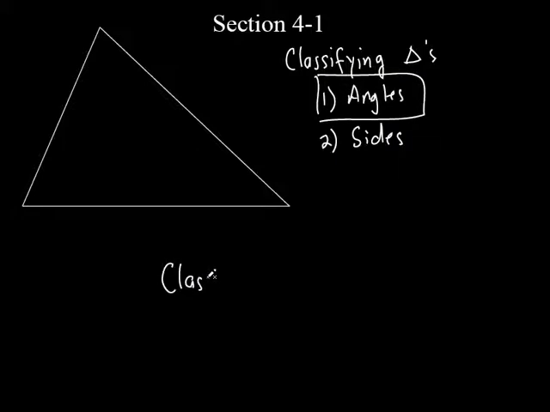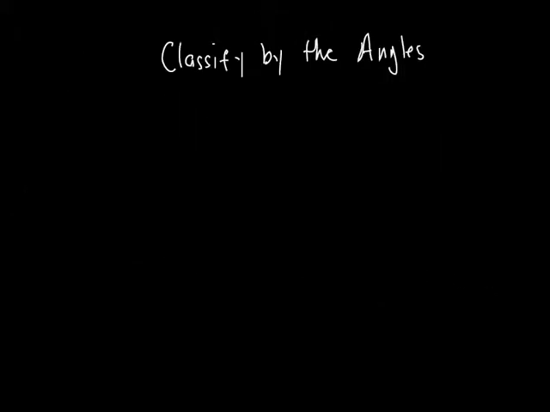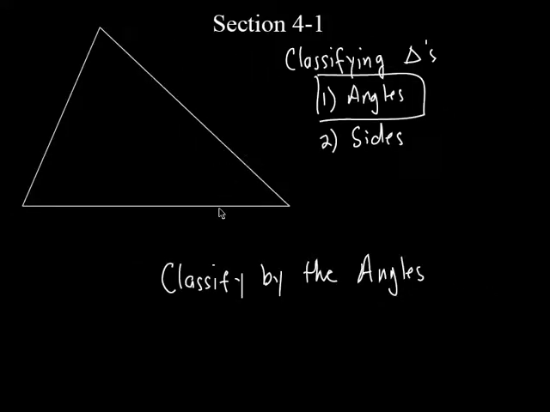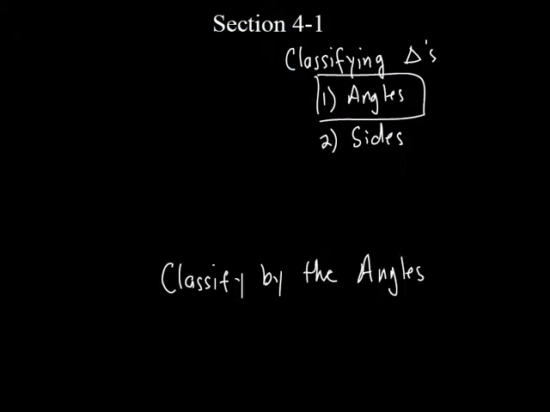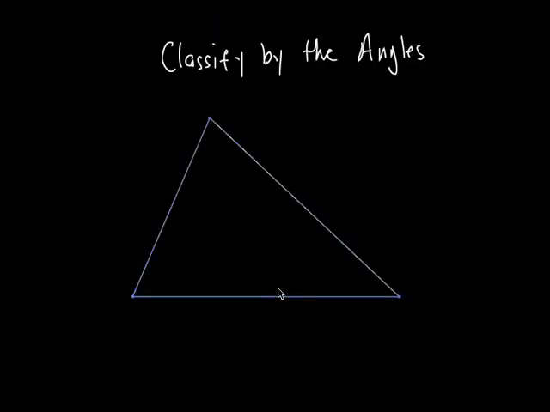So let's write this down. Classify by the angles. All right, so we're going to look at the picture, and let me copy that. We'll put it down here. Okay, so let's take a look at this first triangle. This is the first type of triangle that we're going to do, so you might want to keep a little list of these. They're not that difficult. Let's look at the angles. We're classifying by the angles, correct? So on this particular triangle right here, let's look at the angles.